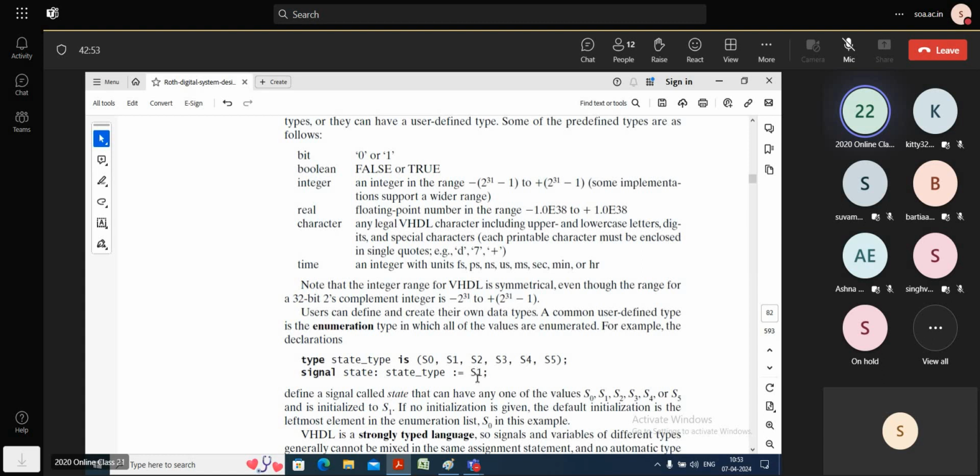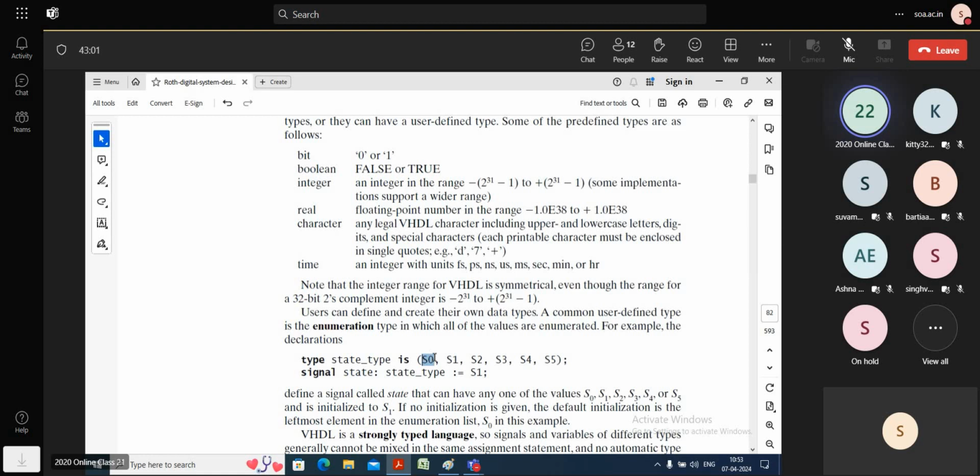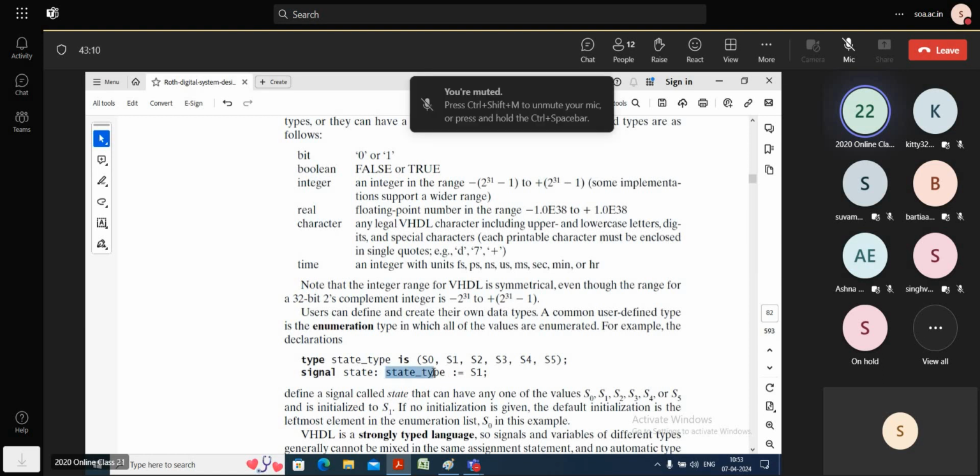If no initialization is given, the default initialization is the leftmost element in the enumeration list. So if you don't write this and write only the state type followed by a semicolon, then the state will become S0.